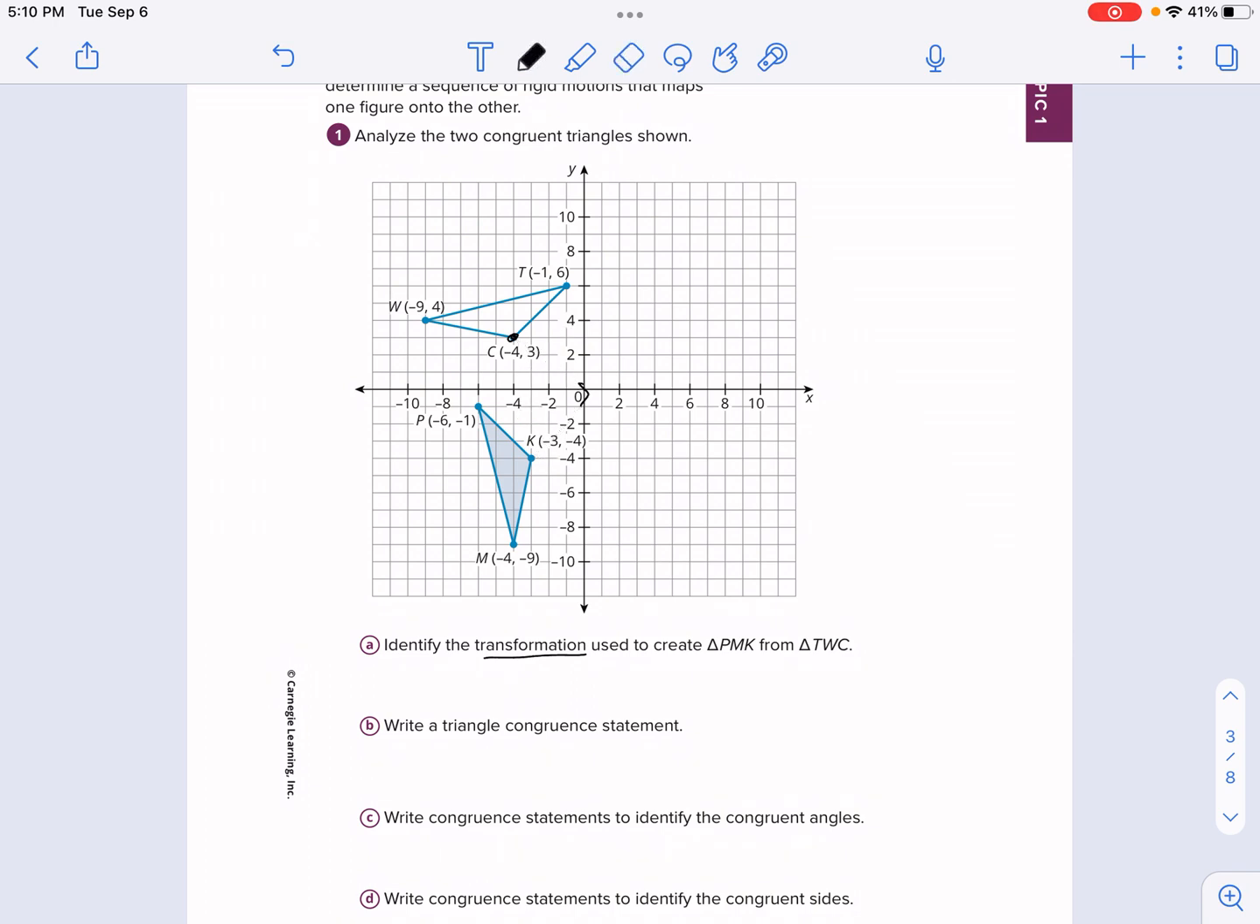So let's go and put that here. We're going to say triangle TWC rotates 90 degrees counterclockwise, CCW, to create the other triangle, the shaded one. All right, let's create a triangle congruent statement. So we're going to have to write the following parts here. Since I already wrote TWC, let's put triangle TWC here. This is congruent to the other triangle, and let's be careful what we're highlighting here.